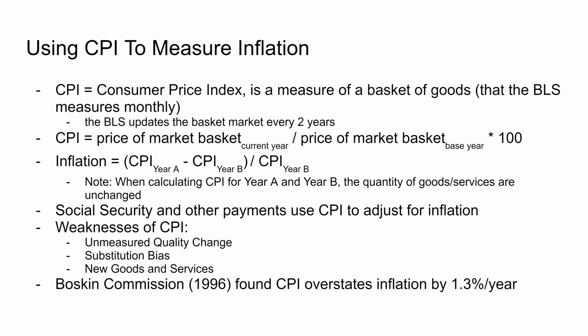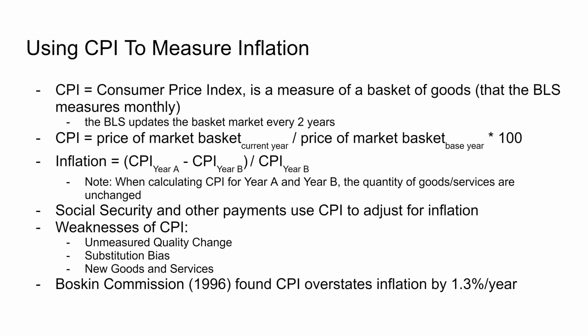And similarly, for inflation, you would use CPI of year A, subtract CPI of year B, divide all that by CPI of year B. When calculating CPI, be aware that your quantity of goods doesn't change between year B and year A, because the goal of CPI is to measure the price change. And the reason why CPI is important is because Social Security and other benefit payments watch CPI closely to adjust their pay rates to match inflation.